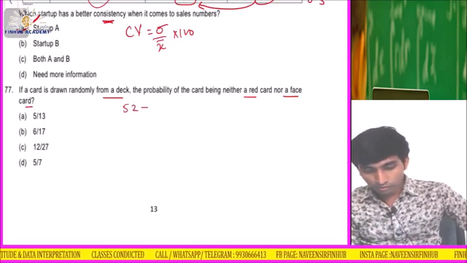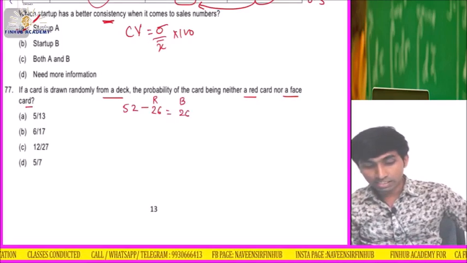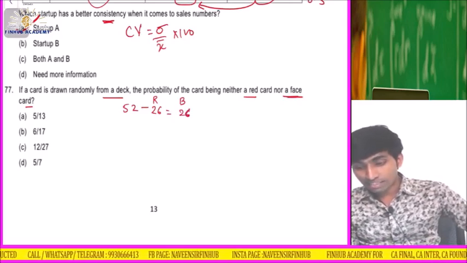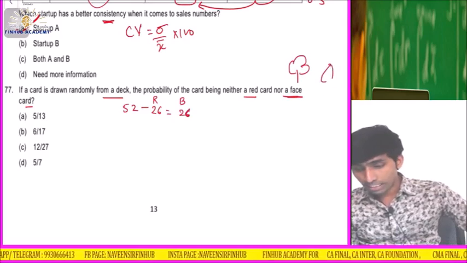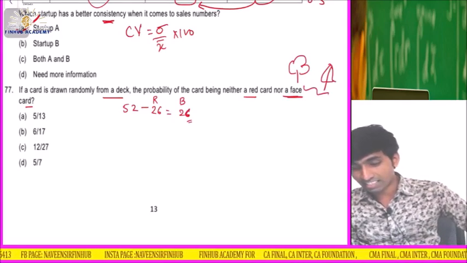Okay, out of that I will remove red cards, that is 26. So how many black cards are there? 26. Out of this 26, understand, black cards means I am talking about club and another spade. This has face cards also. Now the remaining 26 cards are from this.